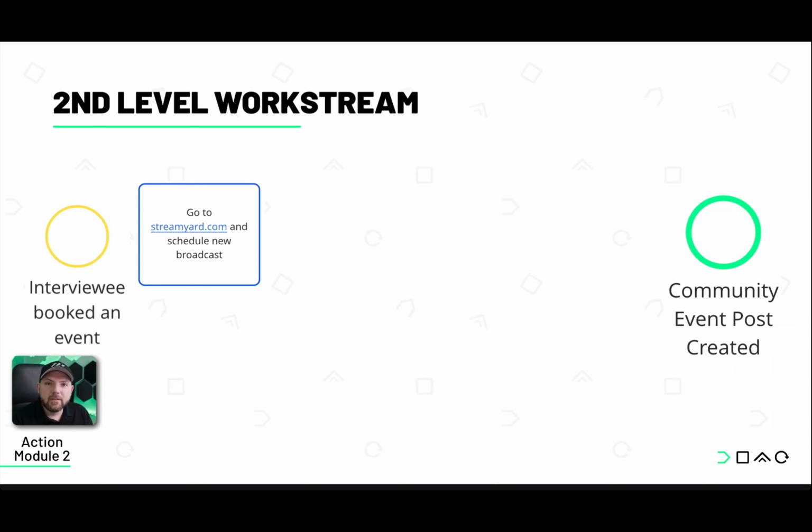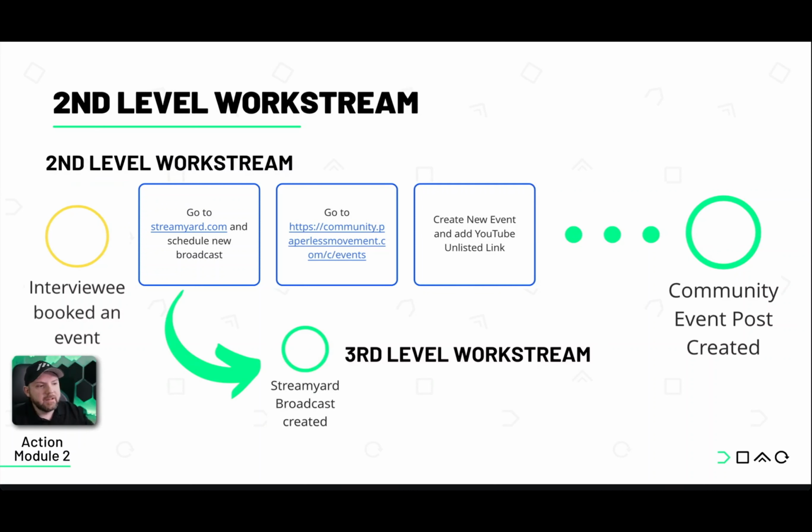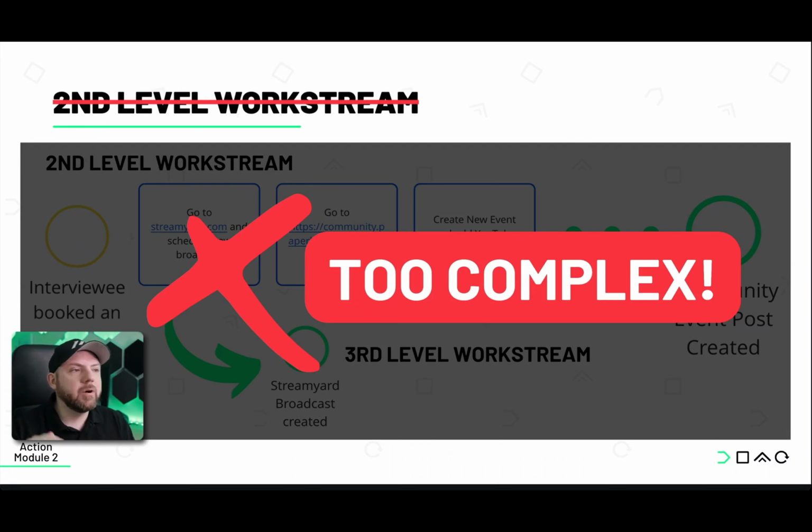Go to StreamYard and schedule new broadcast. So StreamYard is the platform we are using to have the interview. Then go to the community platform and make the events there. Create new event and add YouTube unlisted link and so on. Too many details. And I tell you what, then you can even say, StreamYard, how do you actually create this broadcast inside StreamYard? How do you do this? This is a work stream, right? So no. This is becoming far too complex. We don't talk about first level, second level, third level work streams.